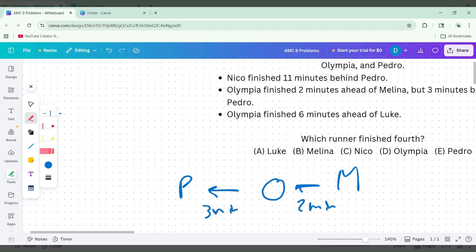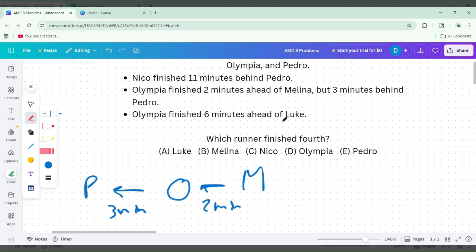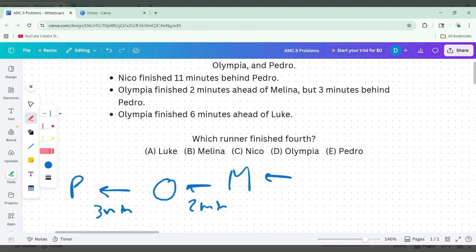3 minutes behind Pedro. Now it says Olympia finished 6 minutes ahead of Luke, so that means Luke finished 4 minutes behind Melina. And then Nico finished 11 minutes behind Pedro. So that means Nico finished 2 minutes behind Luke. So it's asking who finished in fourth. Pedro finished in first. Olympia finished in second. Melina finished in third. And then Luke finished in fourth. So the answer is A.